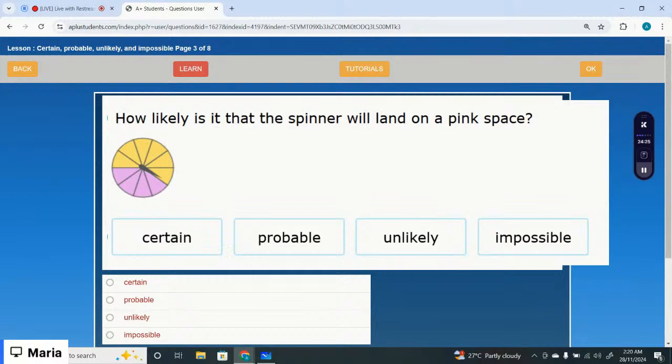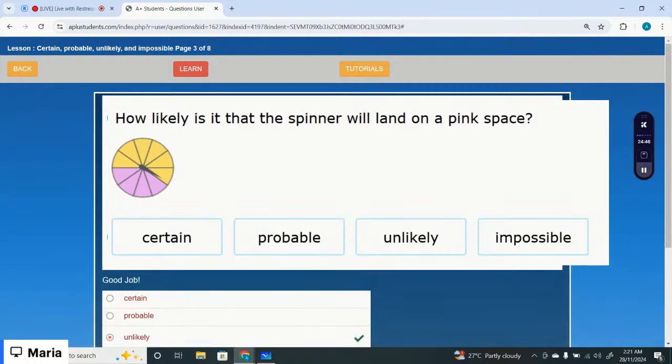How likely is it that the spinner will land on a pink space? Only four of the portions of the spinner are pink. So that means it is unlikely to land on pink, because the smaller portion is pink.